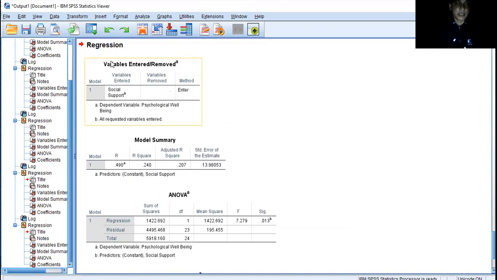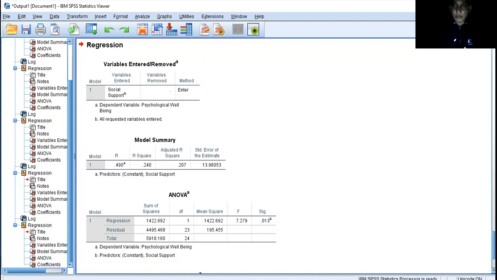If you look here, the output file is showing you the variables which have been entered. Social support has been entered as the independent variable, whereas the dependent variable is psychological well-being. If you look at the second part, model summary, we have something called R. So R is 0.49, and R square is something very important. We'll talk on that a bit later also, but it is 0.24. So that is what R square is.